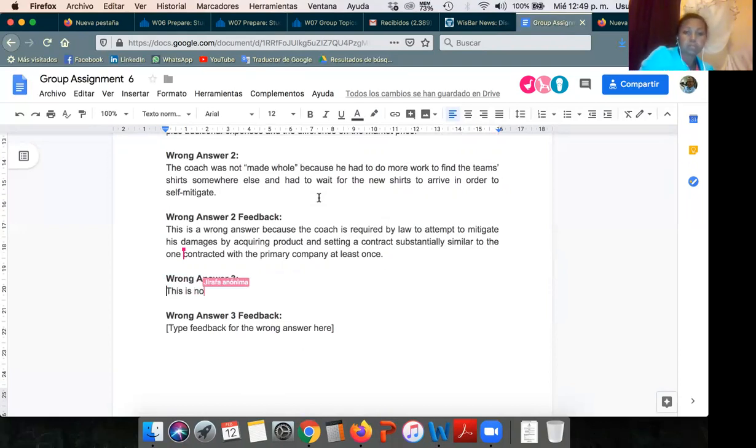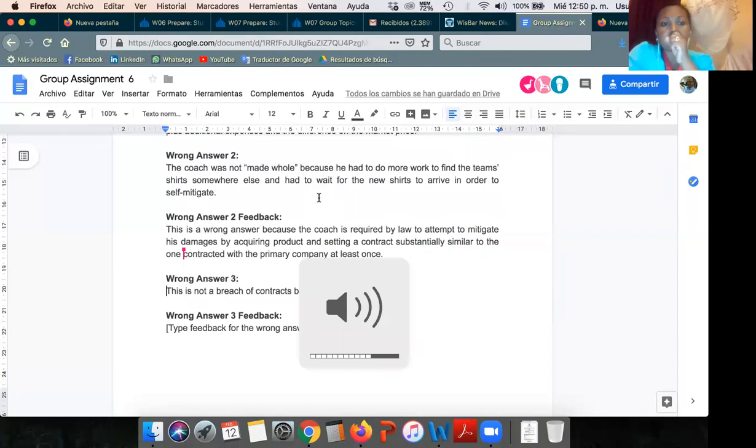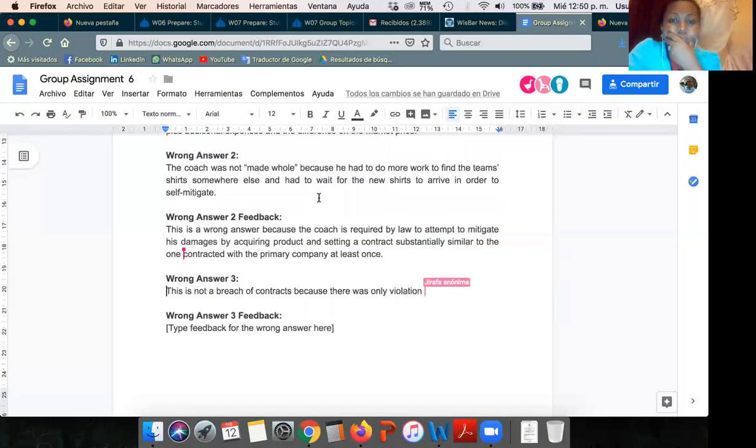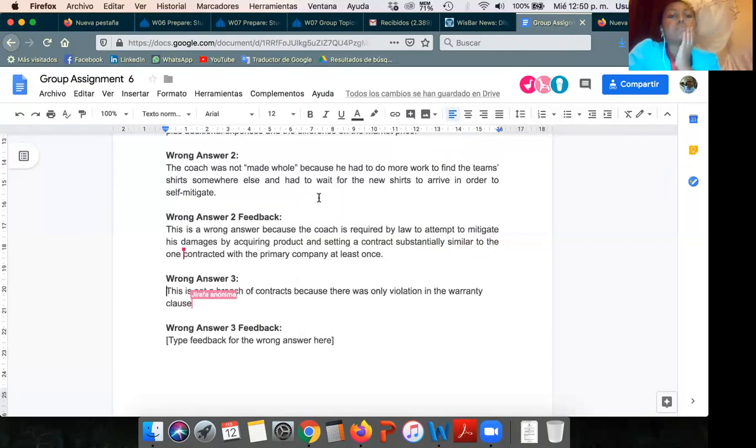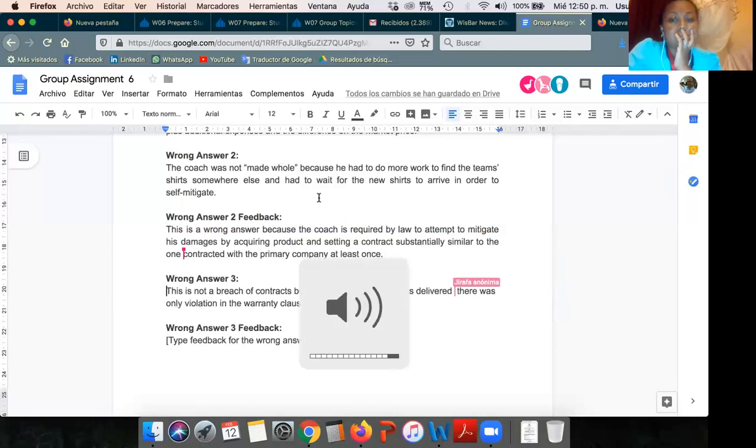What are we doing? We're doing buyer's remedy for breach by seller. This is not a breach of contract because there was only a violation in the warranty clause. Okay, because the merchandise was delivered and there was only a violation of the warranty clause.